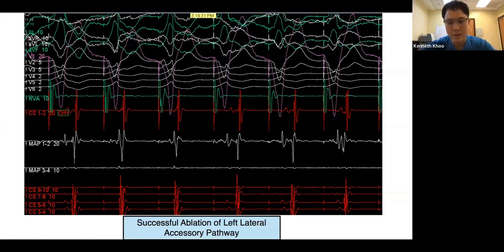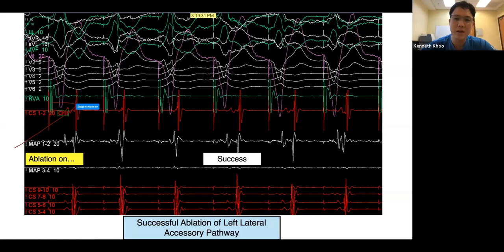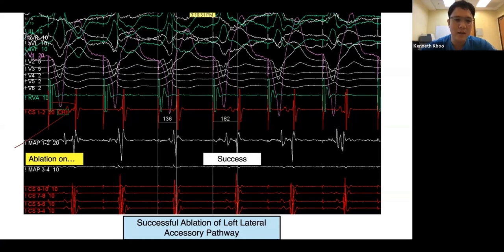So anyway, the ablation was pretty much straightforward. The accessory pathway was found at the lateral mitral annulus, where the fused signal was found in distal CS, and we ablated right at the lateral mitral annulus, where the earliest A was found during V pacing, and we achieved acute success in the ablation.